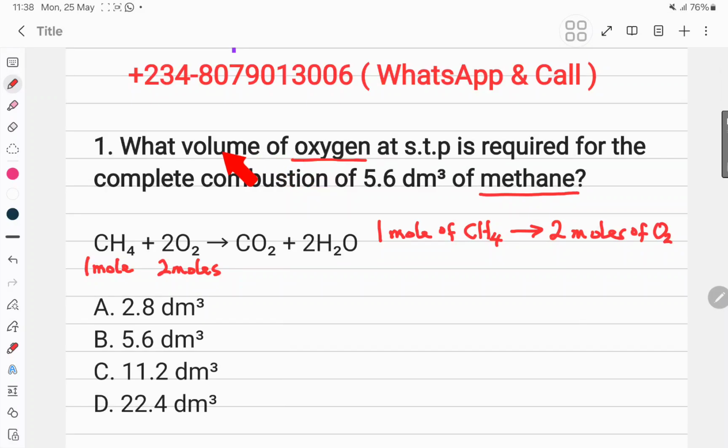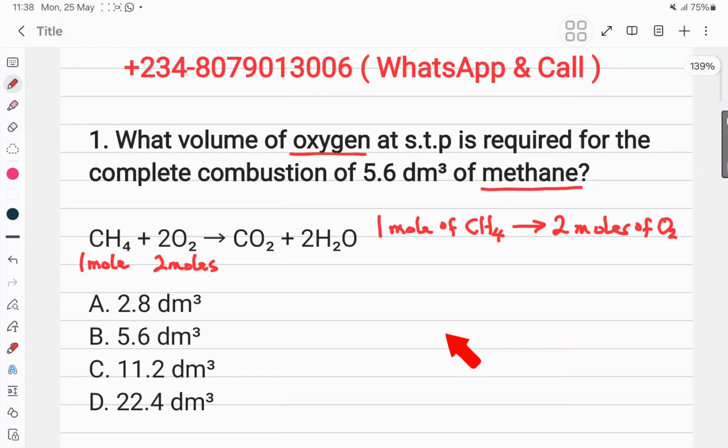Then the next thing that you do, since we are finding the volume of oxygen required by 5.6 dm cube of methane, is relate them volume to volume. So how do we convert the mole to volume? Don't forget the volume at STP. Let me quickly chip this one in. According to Avogadro, the molar volume of any gas at STP, standard temperature and pressure, is 22.4 dm cube. That is, 1 mole of a gas will occupy that specified volume. So we are going to convert this to volume.